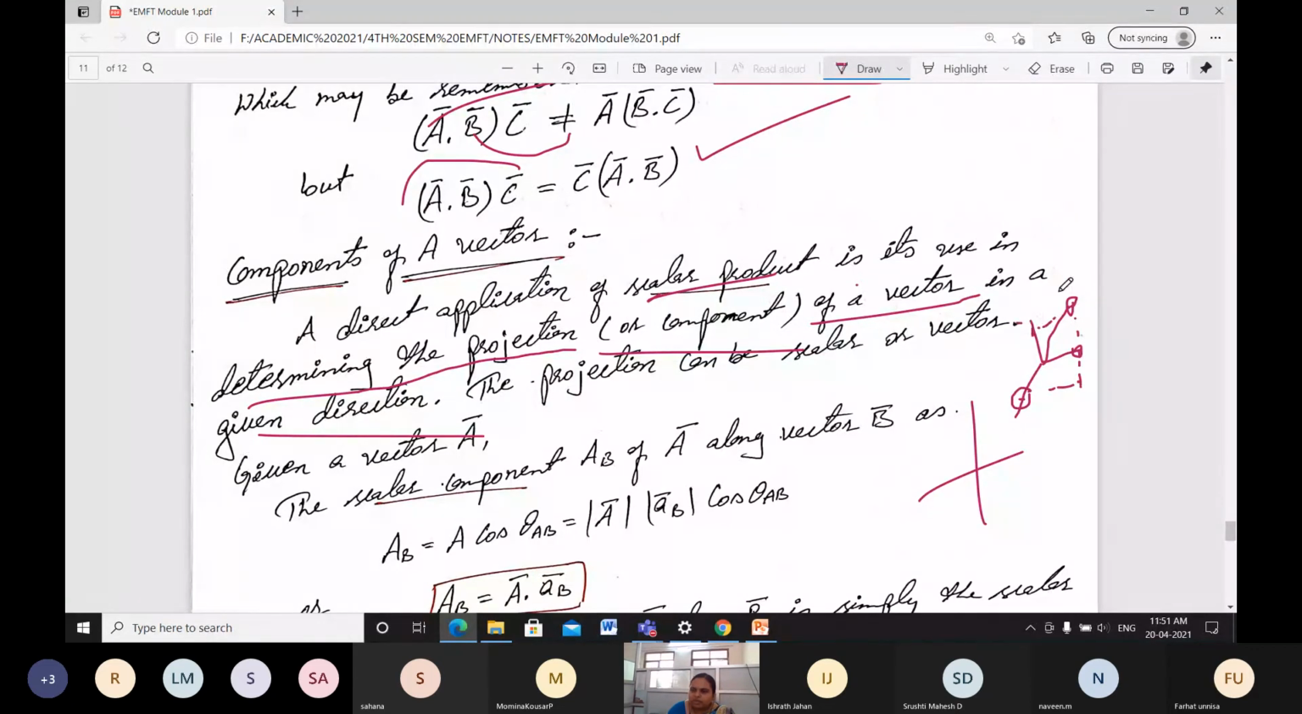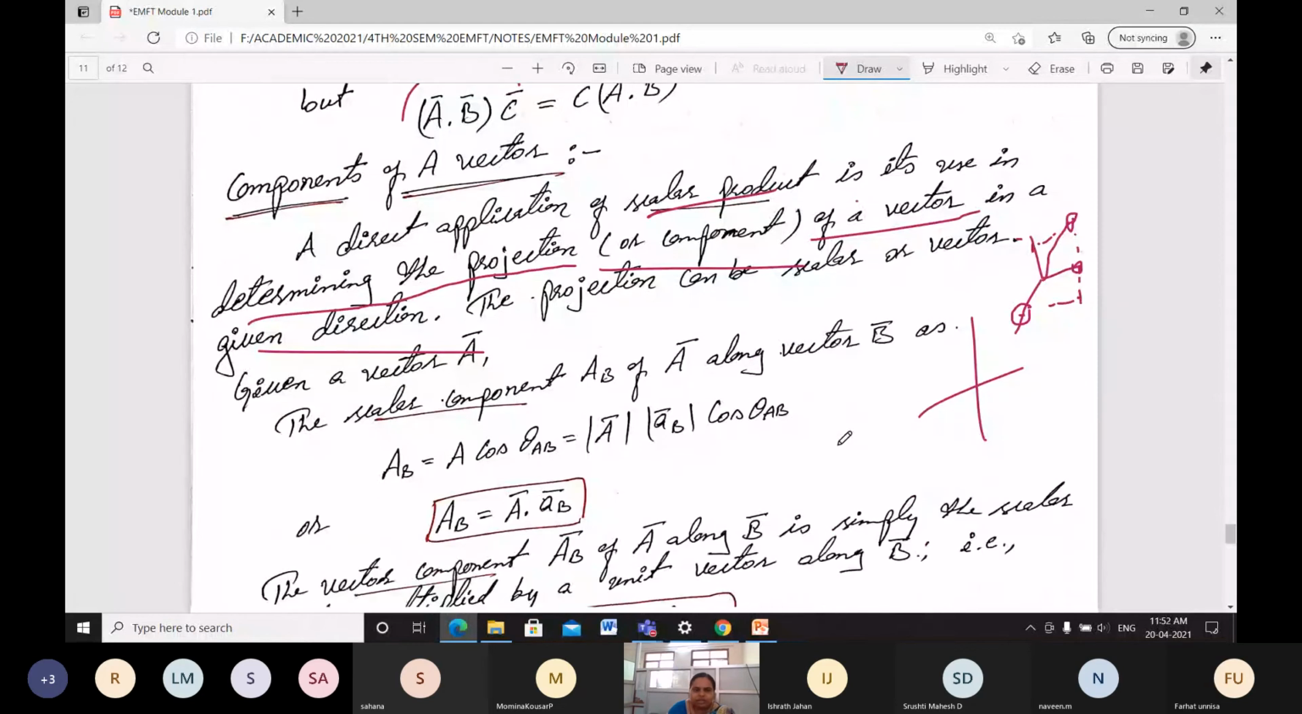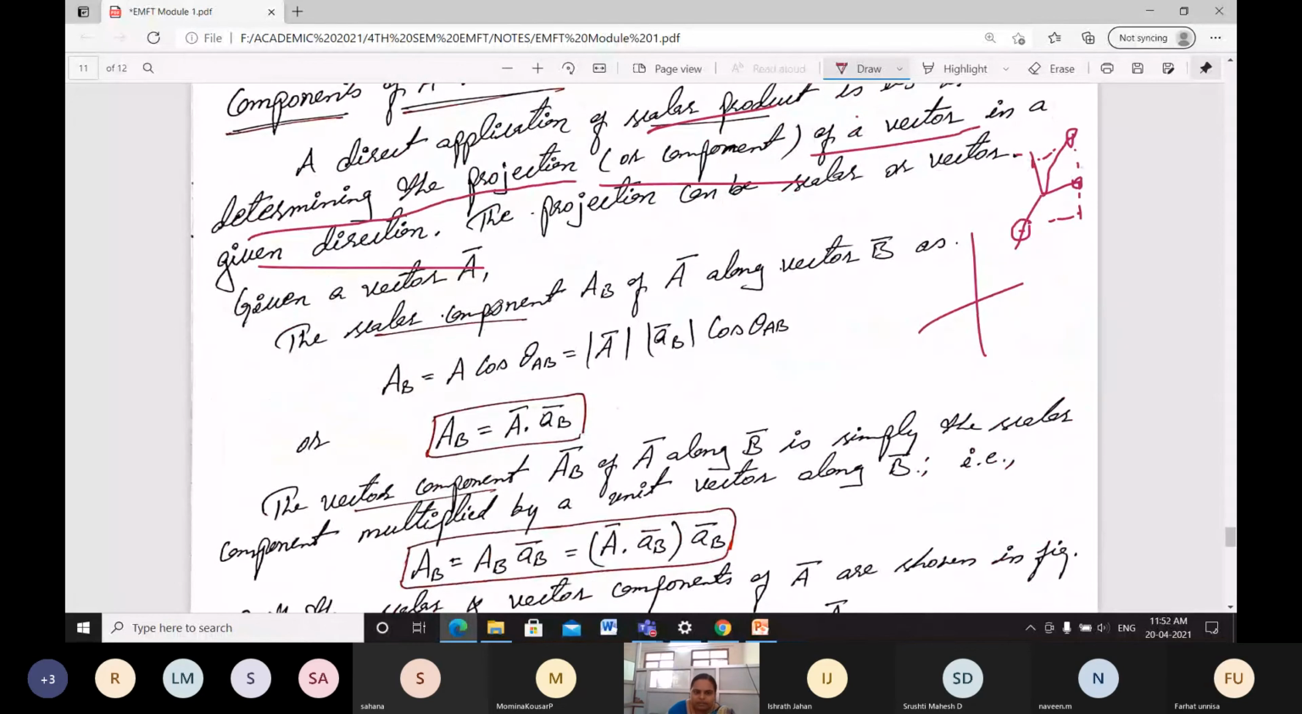Based on this, you will be finding what the point of these values is. That's the projection of a vector in a given direction. That's what the component of a vector is. The projection can be a scalar quantity or else a vector quantity. For a given vector A, how can I find the scalar component?